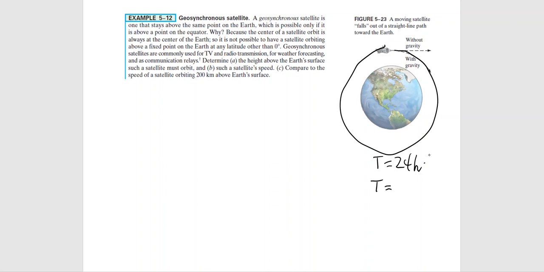We're going to multiply times 60 minutes in an hour per 1 hour, and then we multiply by 60 seconds per 1 minute. And that gives us 86,400 seconds in a day. We're going to need that. What else do we need?